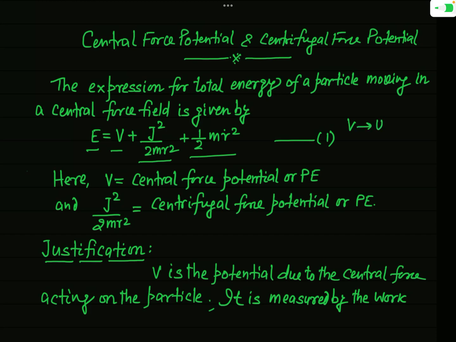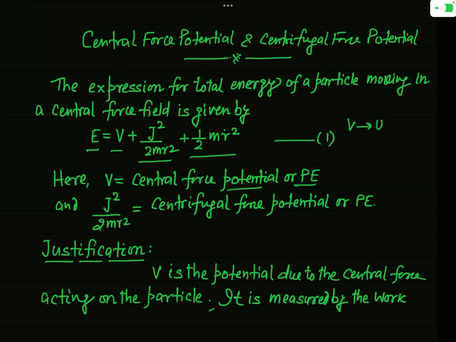Actually, you know that this V or U is called the central force potential or central force potential energy. In fact, in higher physics, the term potential is used instead of potential energy. But whenever we say central force potential, that means potential energy. So in quantum mechanics and also in classical mechanics, in higher physics, we always use the term potential instead of potential energy. You may call it potential energy, that is okay, but you may also call it simply potential. So don't confuse between these two terms. Here potential means potential energy.